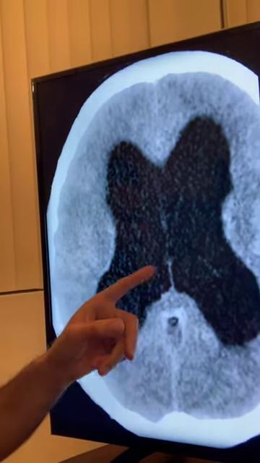That means everything upstream is going to be ballooned up. Everything upstream is going to look like this, okay? The aqueduct going from the third to the fourth will be snipped off or obstructed. Everything upstream is ballooned up, and the fourth ventricle is basically completely collapsed. So that's obstructive hydrocephalus. Non-obstructive hydrocephalus, AKA communicating hydrocephalus, is where there's no external obstruction and no internal obstruction.